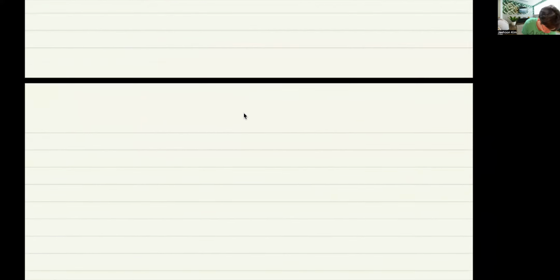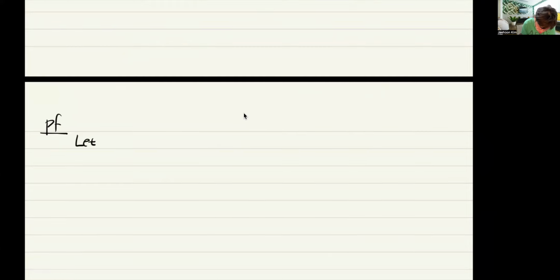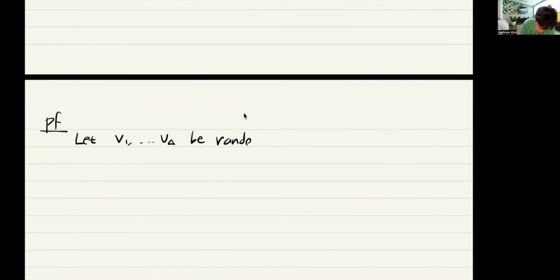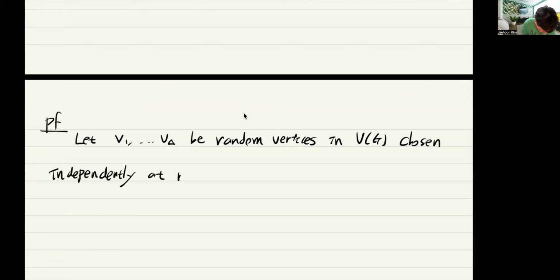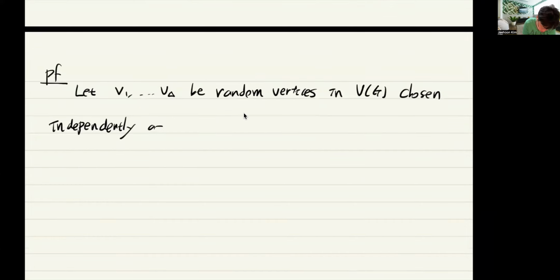So you can prove this by using dependent random choice. Because how did we prove dependent random choice? We will mimic it. So we randomly choose delta vertices. Say v1 to v delta are random vertices in the graph, which are chosen independently and uniformly at random.